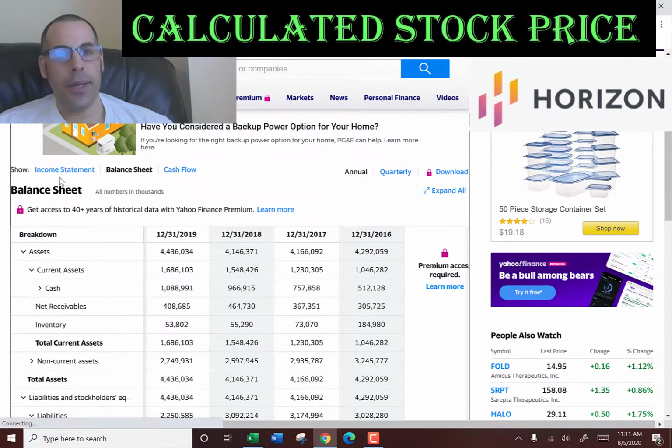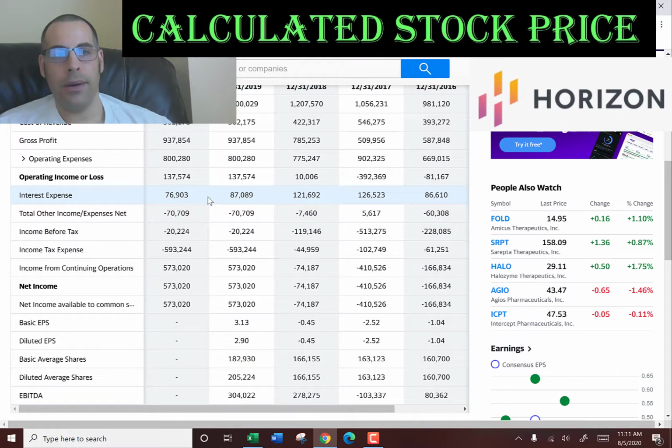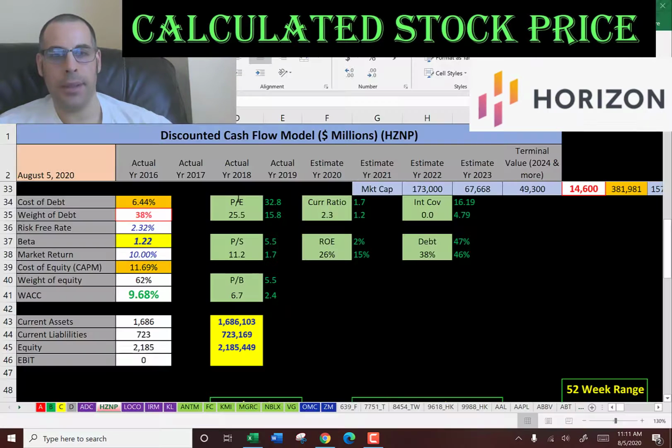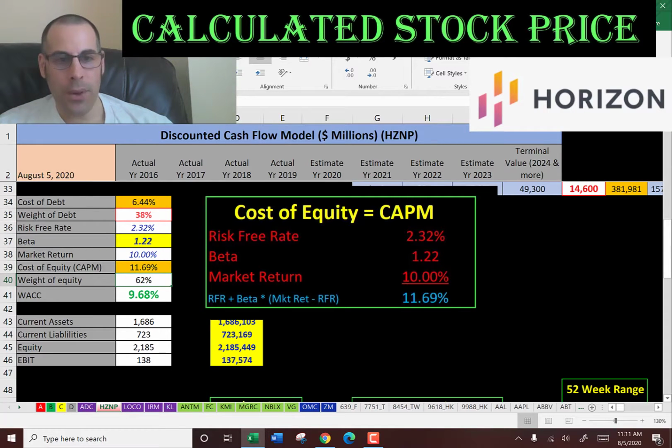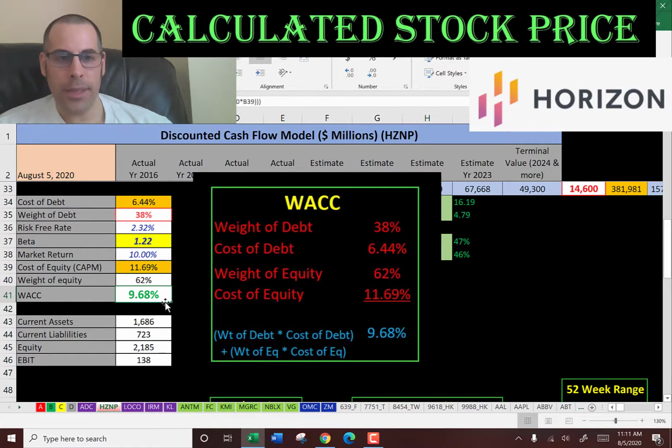Let's look at their operating income. That's how much money the company earns through its operational everyday business. That's $138 million. We need that to calculate the interest coverage ratio later. Let's look at the capital structure. 38% debt. The cost of debt is 6.5%. 62% equity. The cost of equity is 11.7%. And the WACC is 9.7%.